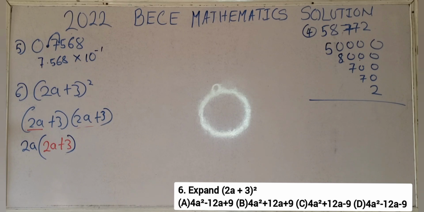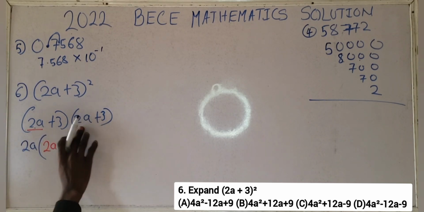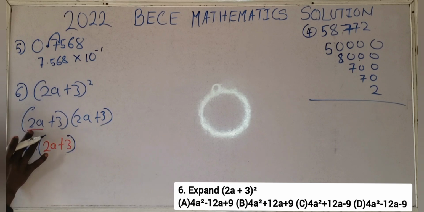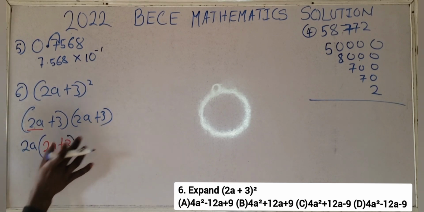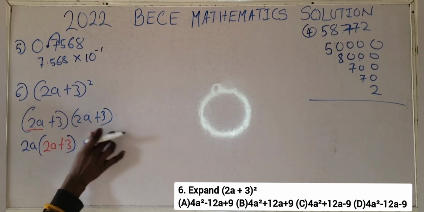Do you understand? The first term here, use it to multiply all the terms that are in the second bracket. The first term here is 2a. The terms in the second bracket are 2a plus 3. So I use 2a to multiply everything that I have here.